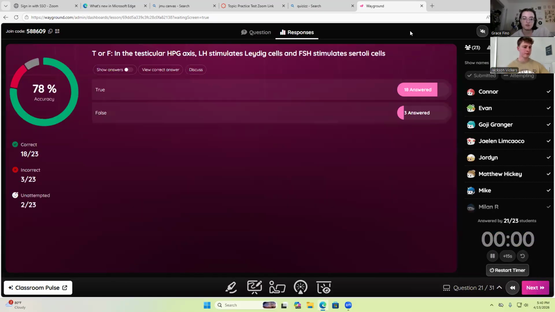Yes, this one is true. So LH and Leydig cells, they both have an L in them. FSH and Sertoli cells both have an S in them. But the main thing that makes me remember the difference is Leydig and LH always go together because they both have L's. And then Leydig cells go on to secrete testosterone, and FSH and Sertoli cells just support the sperm. So yippee, good job.